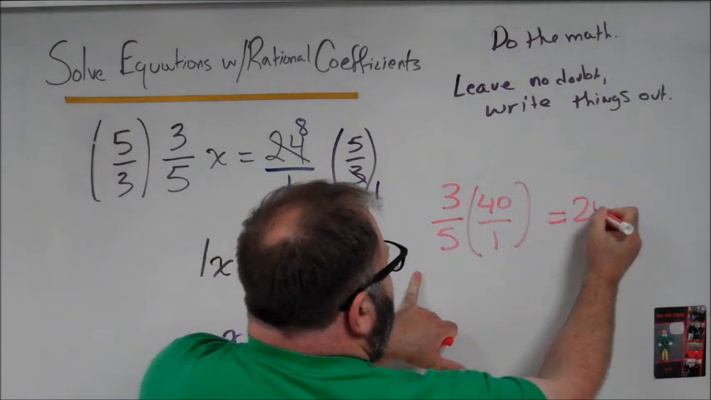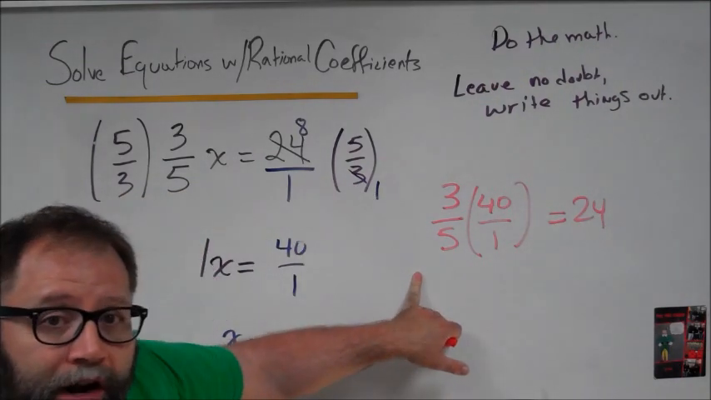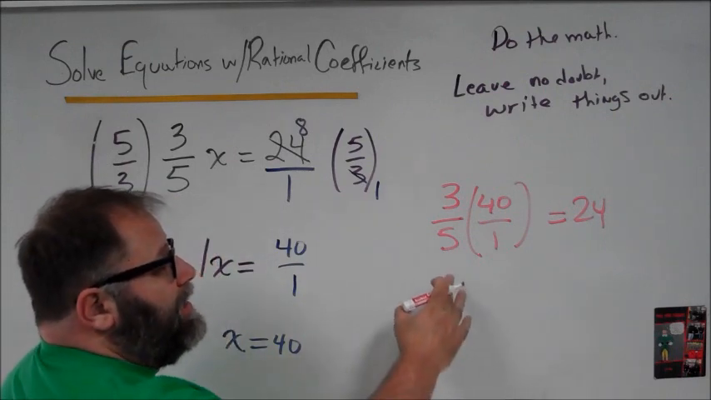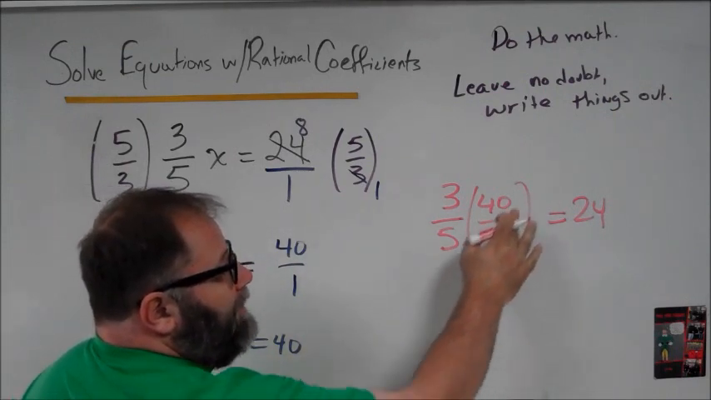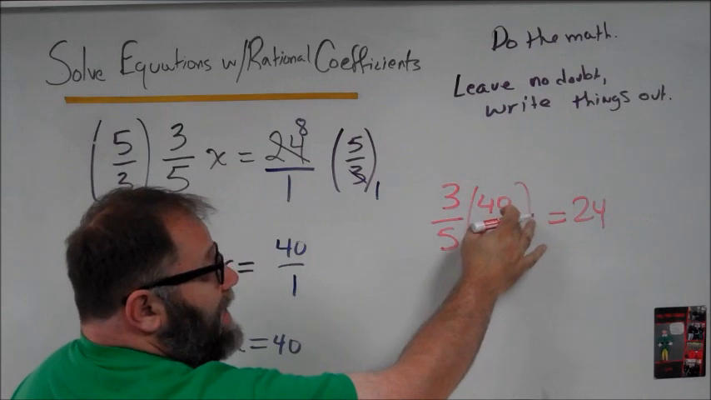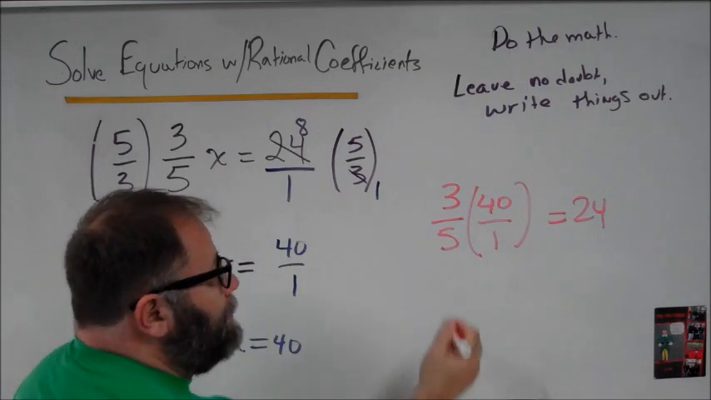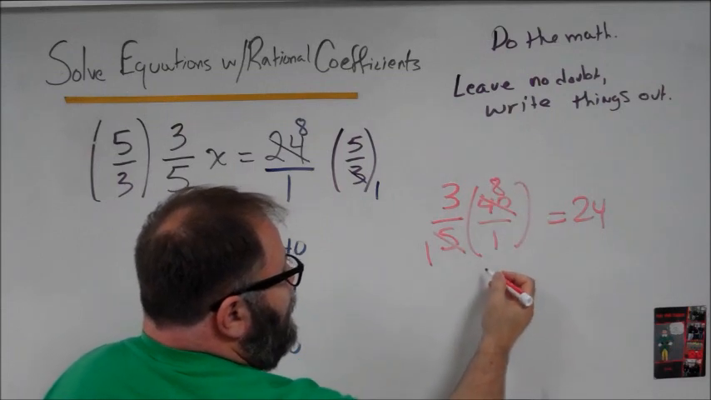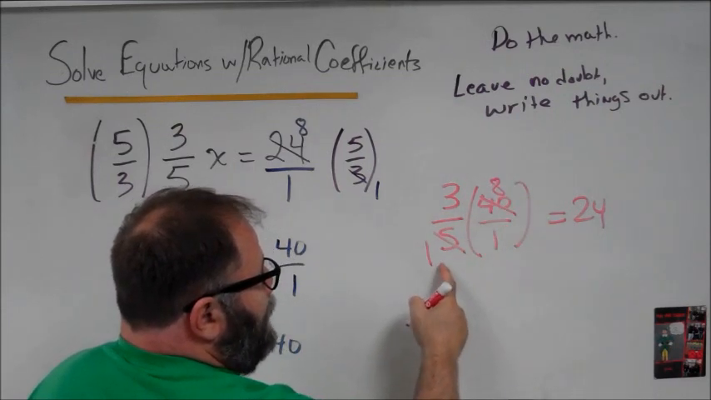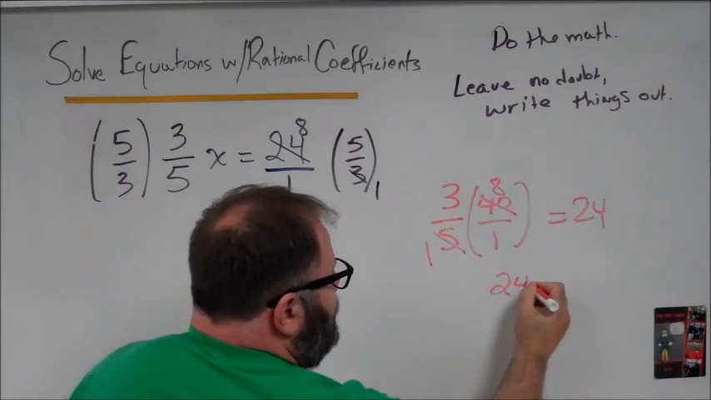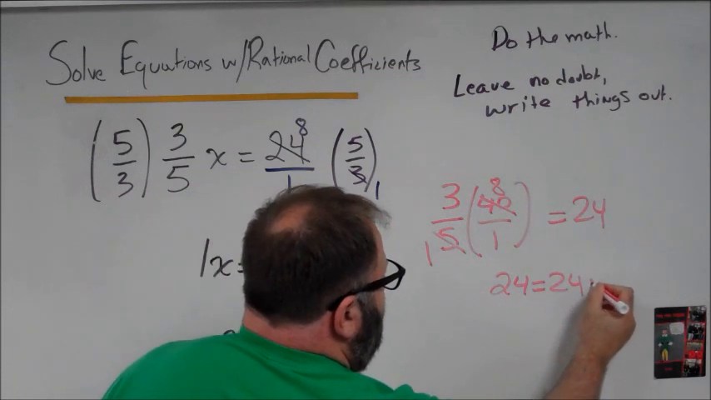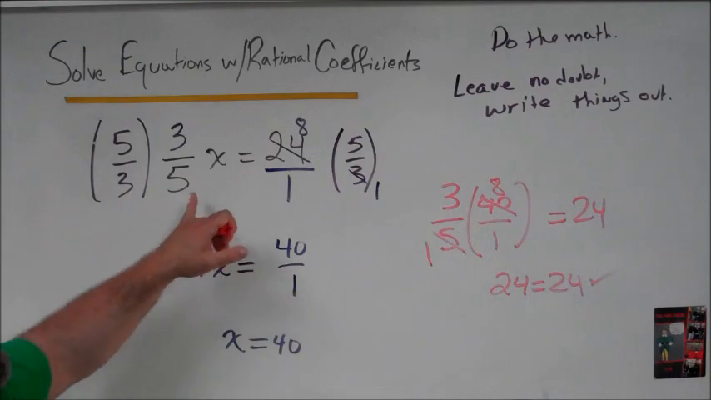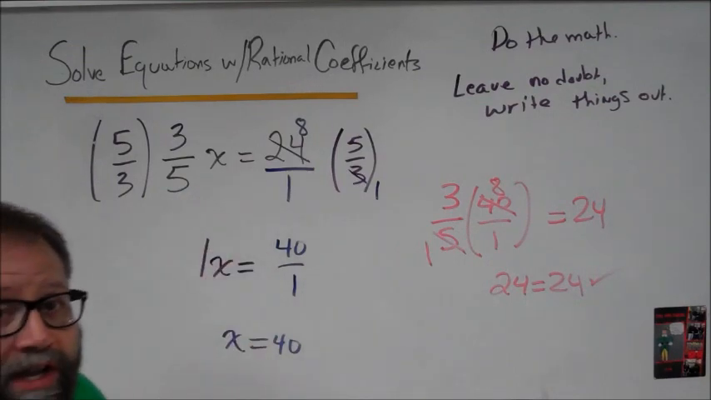and that's going to equal 24. So right off the bat, I want to do a little division before I multiply to keep my numbers sane. I've got a 5 and a 40. They have a common factor, 5 is a common factor of 40. So I'm going to divide this by 5 to get 1, divide this by 5 to get 8. Now I've got 3 times 8 and 1 times 1, giving me 24 equals 24. And that checks. That's right. That means my solution here, x equals 40, is correct.